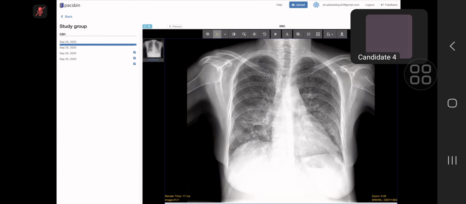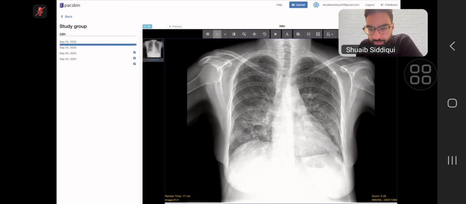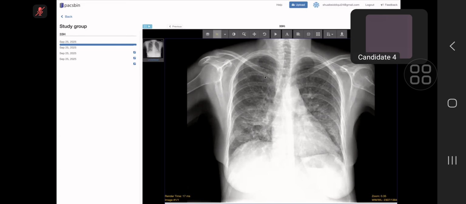The key finding is the prominent reticulonodular or reticular markings in the bilateral lower zones, as well as a small lucency in the right lower lung zone. What's your differential here? Based on these findings, I would like to check the history of the patient. But the lung volumes are preserved. There is no loss of lung volumes. The cardiac size is normal. So what's your differential?